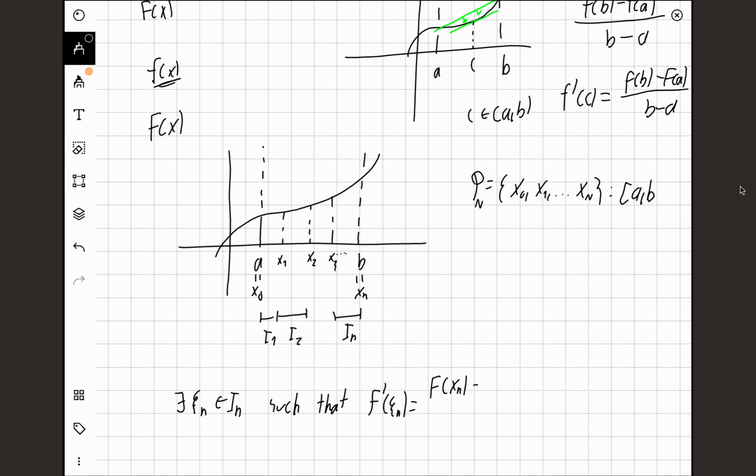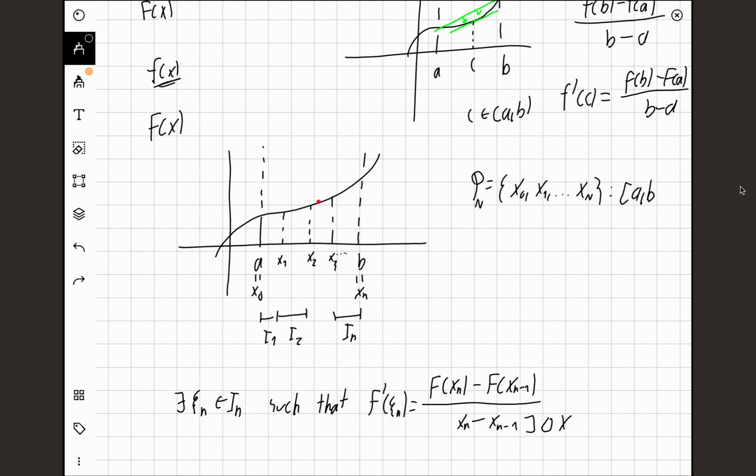So F of xn minus F of xn minus 1 over xn minus xn minus 1, and that, xn minus xn minus 1, of course just equals delta x, and delta x will be constant. The delta x will be the same for each interval. So I'm looking at a specific interval. Let's say I'm looking at this interval over here.